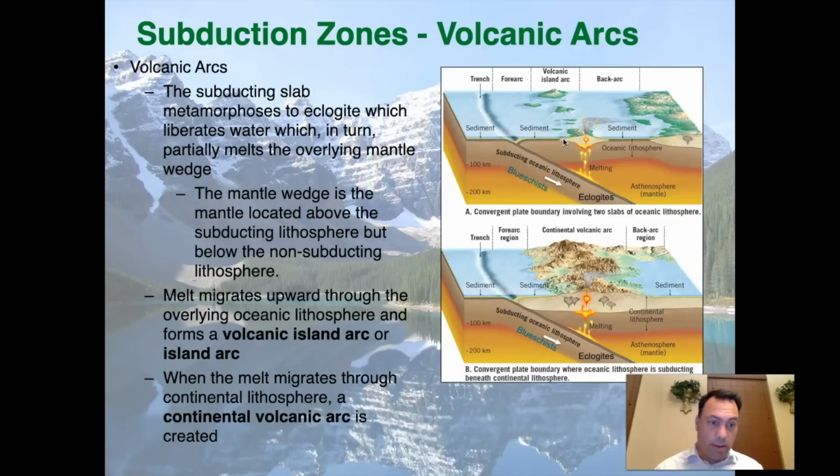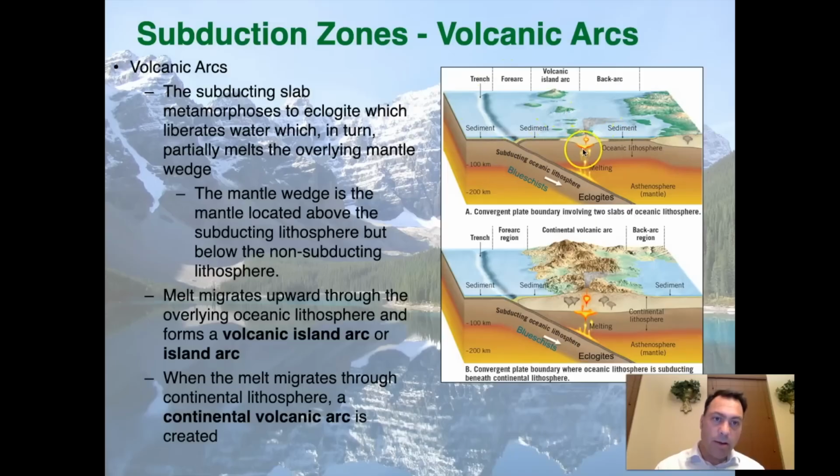So it's the water that's actually responsible for this. Remember, the mantle by itself without the water won't melt. It's under too high of a pressure. It's the flux that will drop that melting point, create the magma, and drive it to the surface. So melt migrates upward through the overlying oceanic lithosphere and forms a volcanic island arc, or what we also call an island arc. So this is how you form an island arc.